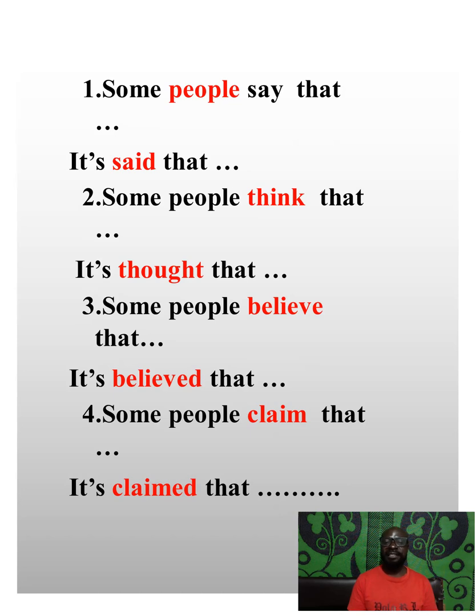It's said that, be careful. When you begin a sentence with it is, you have to change the verb to the past participle. It is said. But when you say some people say, don't say some people say it. Number two, some people think that, it is thought that. Some people believe that, it's believed that. Some people claim that, it's claimed that. So we are going to practice how to use the active and passive voice. Say, said; think, thought; believe, believed; claim, claimed. When you use the past participle, you begin a sentence with it.